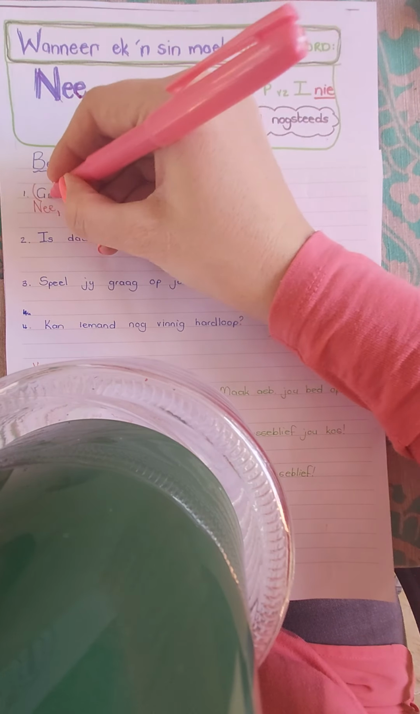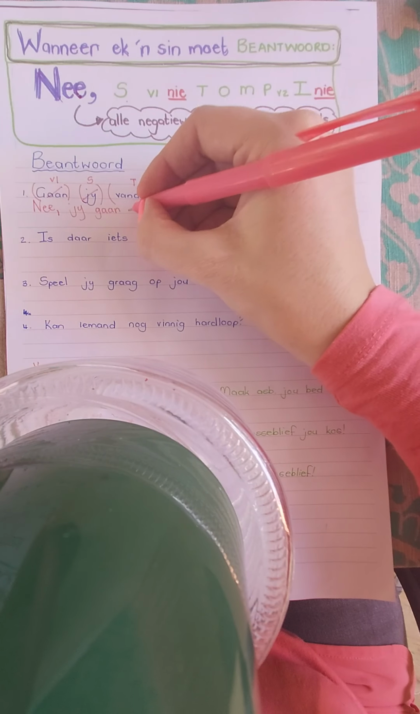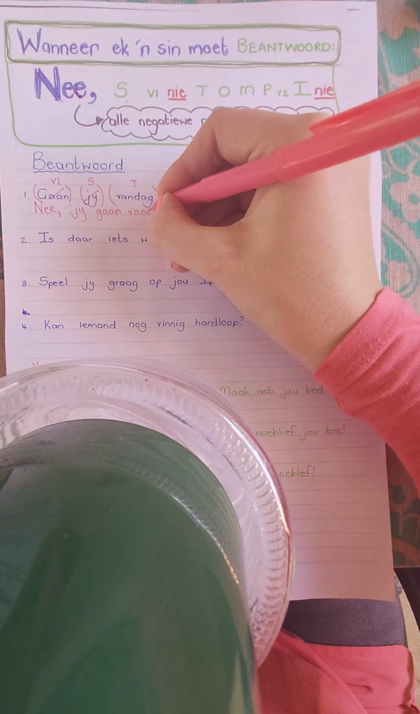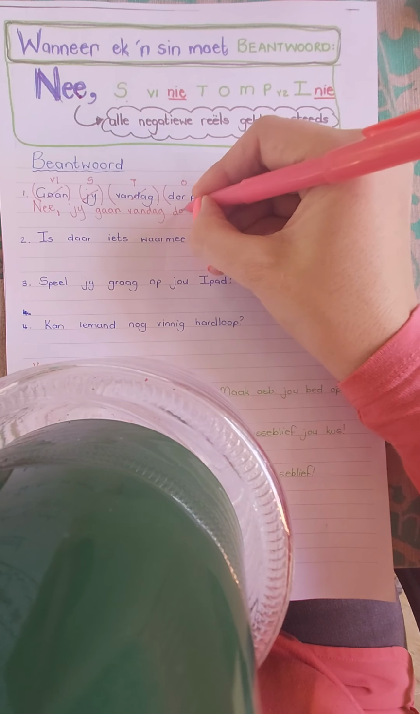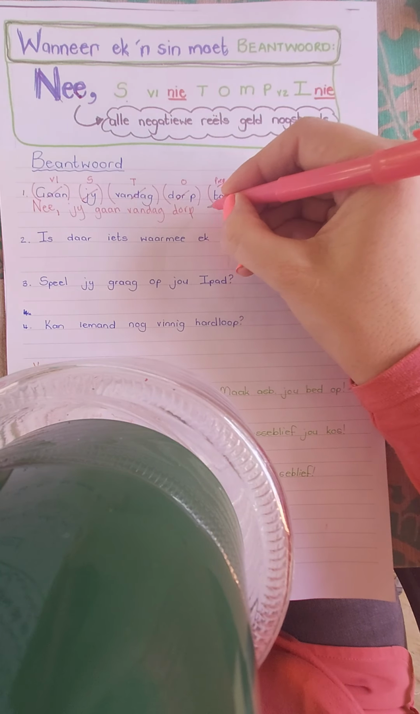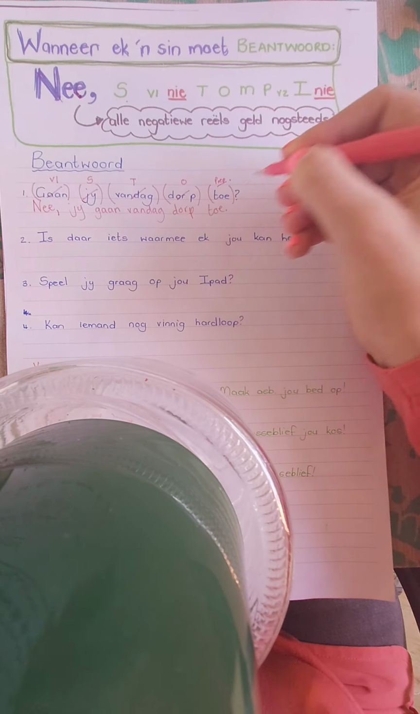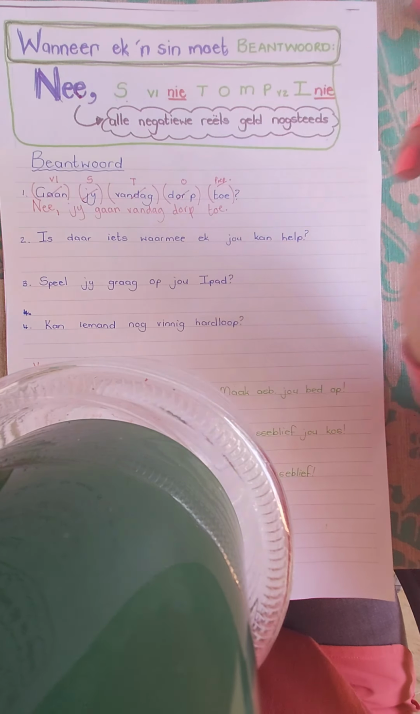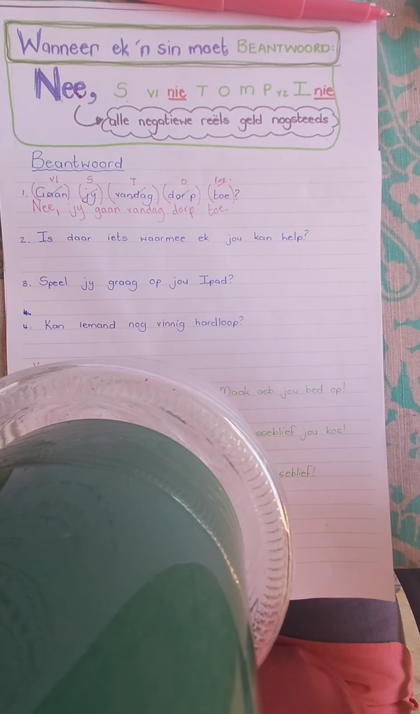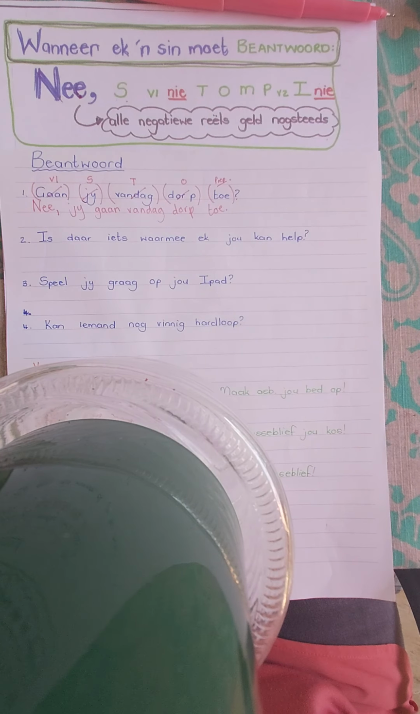So I've written down jy, I've written down gaan, then vandag, then dorp, then toe. Now that you've written it in the right order, now you can start making the changes. And a few changes that I need to look out for or pay attention to is the following.